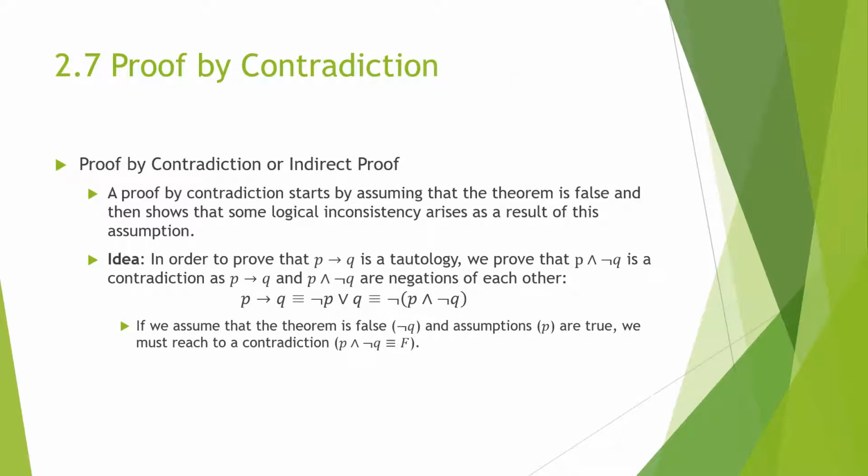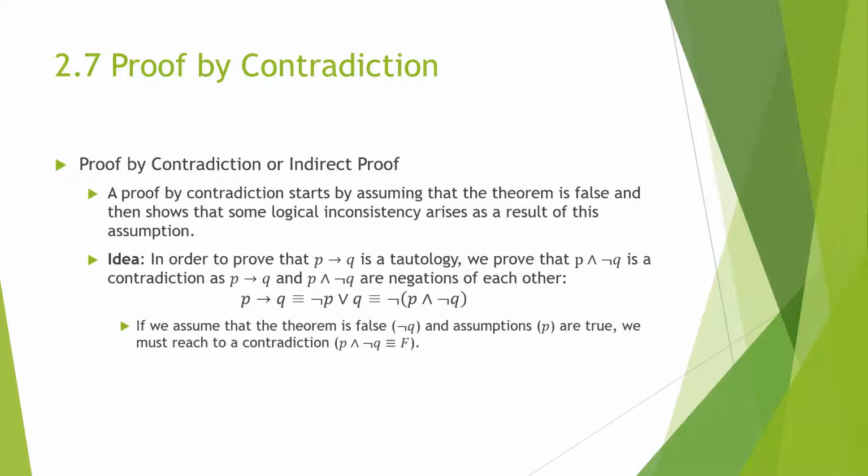In section 2.7, we define and introduce another method of proof, which we call proof by contradiction or indirect proof. So the previous method was called direct proof. This one is indirect proof. Let's see what indirect proof is.